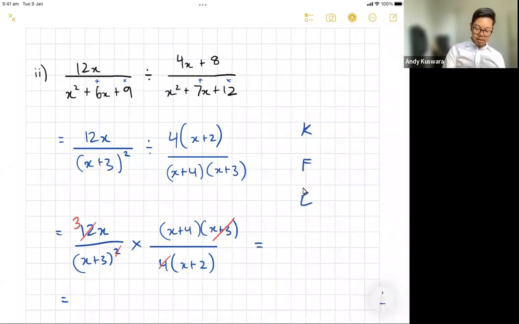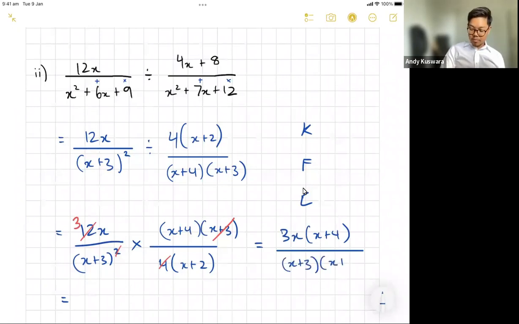maybe I'll do my answer here. I've got 3x up top. I've also got an x plus 4 up top. So I'm just going to multiply those together. And then at the bottom, I've got one lot of x plus 3. And I've got one lot of x plus 2. And everything else is cancelled. I would not expand or try to bring it out. That's probably as simple as you can get.